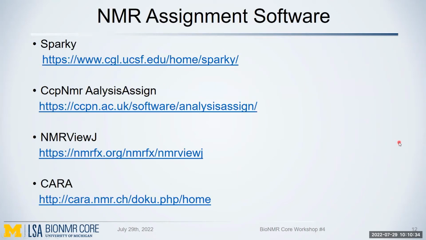And here is a list of software that are available for backbone assignment. For our workshop number 3, we covered Sparky. In this workshop, we cover CCPNMR. And in the past, I've used NMRViewJ for backbone assignment. This one is also very good software. And some other users may use CARA and so on. So feel free to explore other programs that you find convenient to use. But for the workshop, we just covered the first 2, Sparky and CCPNMR.